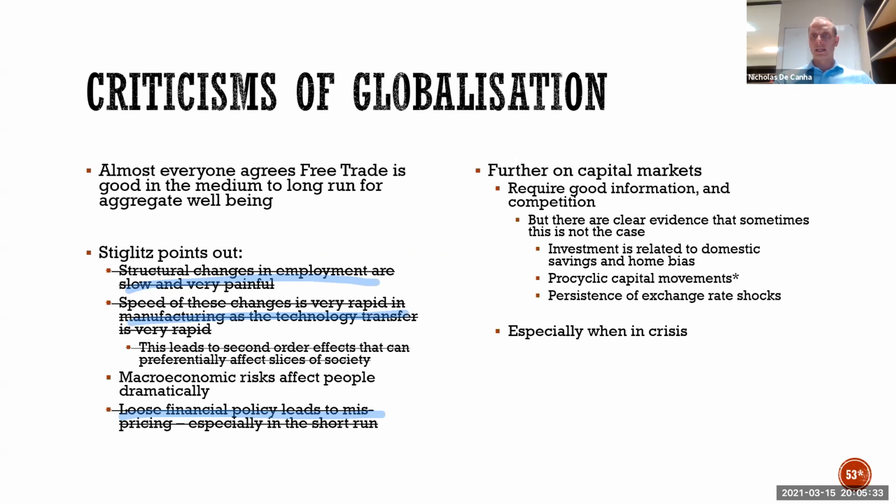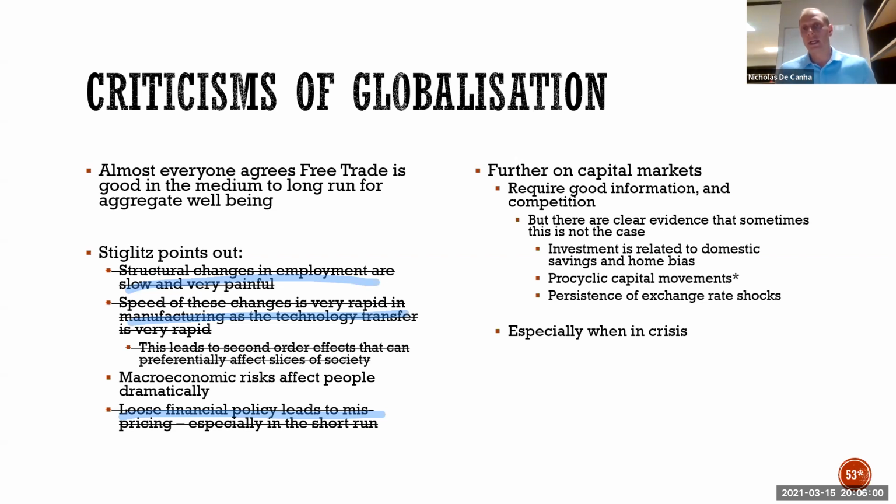So domestic savings drive investment much more than anything else. And this doesn't make sense because investment should simply go to the best returns. What you'll find is that the higher a country saves, the more investment there is. And there's a very strong domestic bias to investments. So you go, well, why is that a problem?